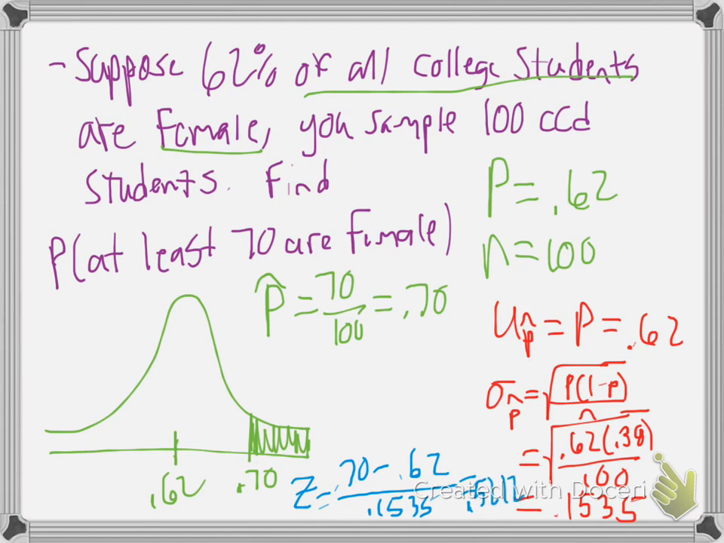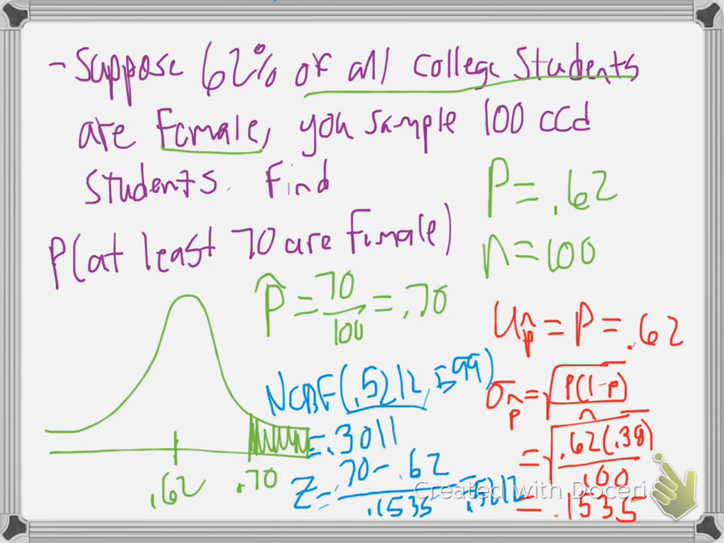Then, to find that area, we do normCDF of 0.5212 to E99. Plug that in, and we get the area to be equal to 0.3011, and that's our final answer. There's about a 30% chance that if 62% of all students are female, and we sample 100, at least 70 are female.